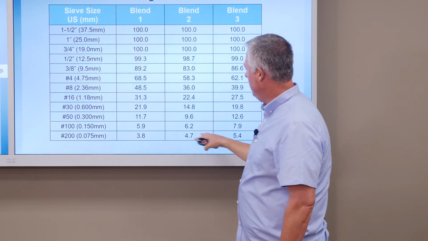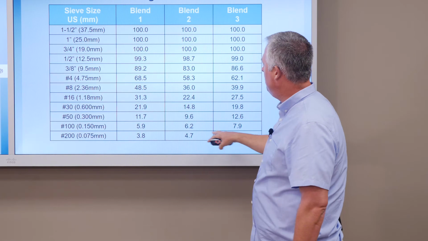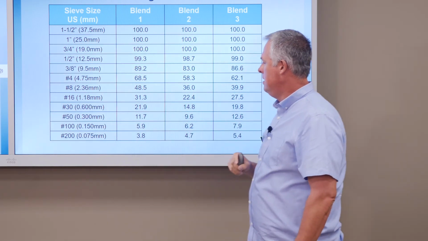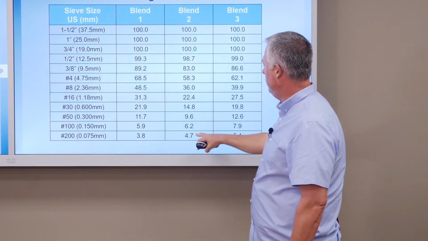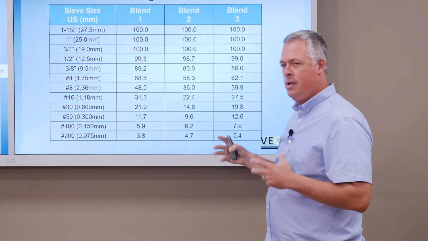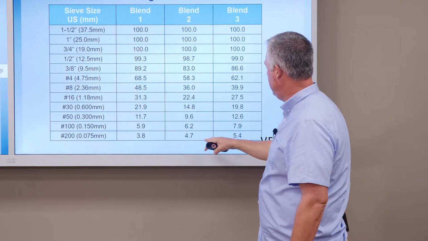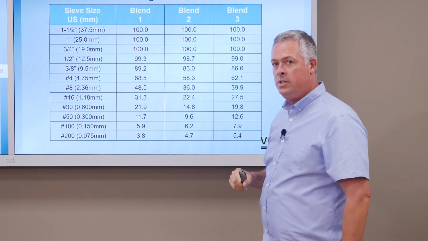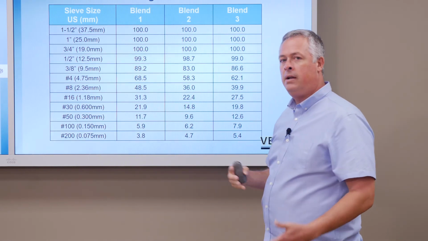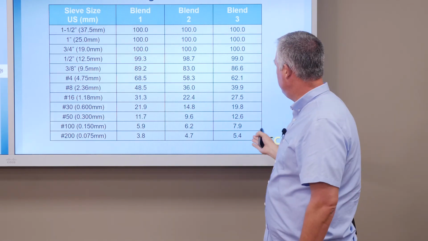The dust, again, you can really see how the RAP is affecting that. Here's our virgin mix at 3.8%. This fully manufactured mix with only 10% RAP is at 4.7. And then our blend 3, which is our high RAP, you would expect it to have more dust than it does, at 5.4.